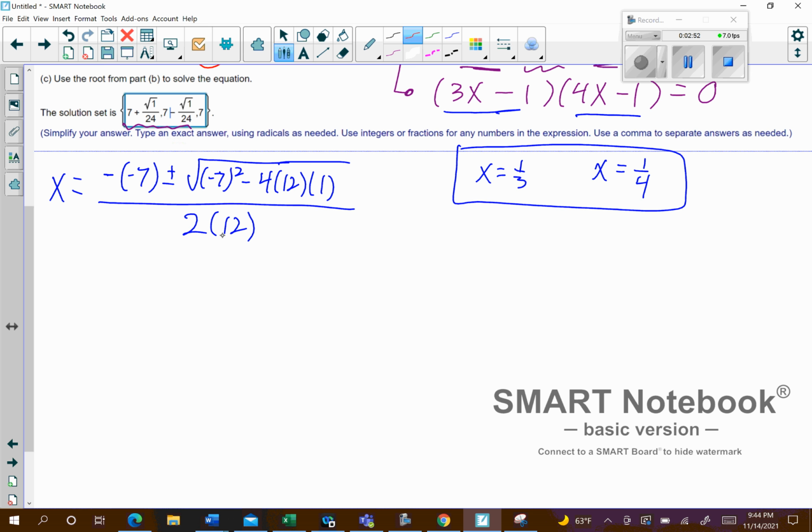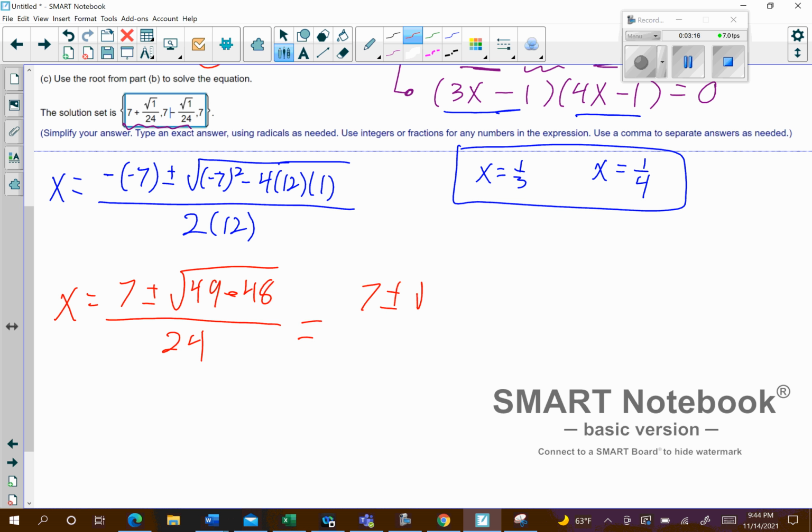Because, okay, so the double negatives becomes positive 7, which you have there. But see, when we have the plus or minus, that'll be a 49 minus, let's see, multiply that together, that's 48. So yeah, you had everything right except that you divide the whole thing by 24. Got to divide the whole thing by 24. So then we end up with 7 plus or minus the square root of 1 over 24. And then that would be 7 plus or minus 1 over 24.